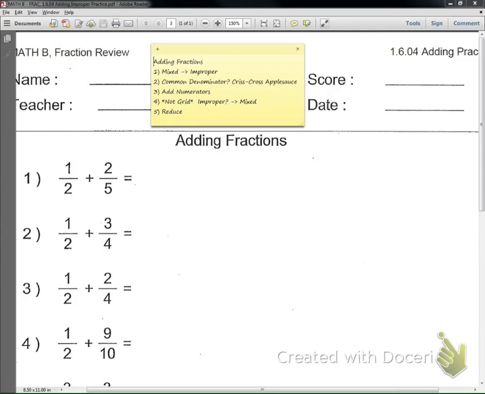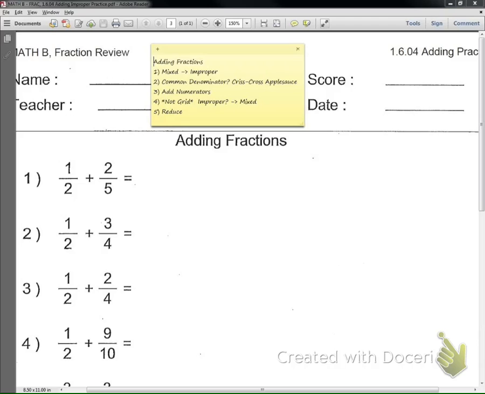This lesson is on adding improper fractions. You will have another lesson on adding fractions that also include mixed numbers. Up at the top of your screen, you'll see that I have the steps of adding fractions. This is regardless if you're adding improper fractions or proper fractions or mixed numbers. These are the same 5 steps for everything.